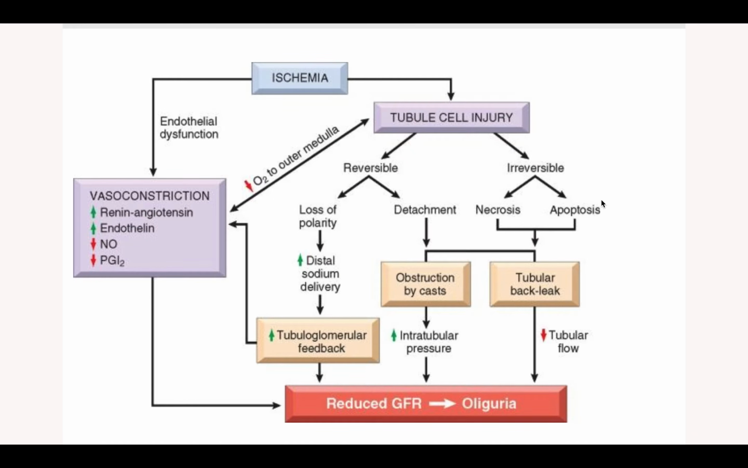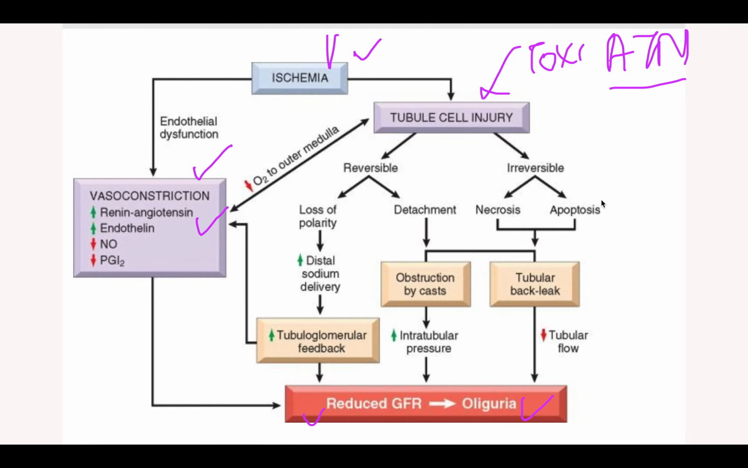But what happens in case of ATN? If we are talking about ischemia, ischemia will act over here, and toxins will directly act over here. Ischemia will lead to vasoconstriction in the kidney. Vasoconstriction will lead to an increase in the RAS system, and it will lead to reduced GFR and oliguria in the person.